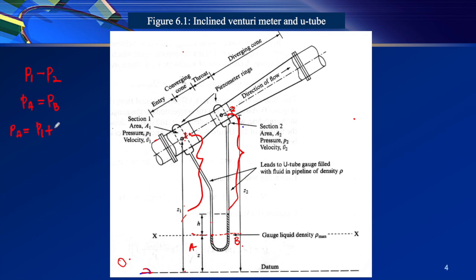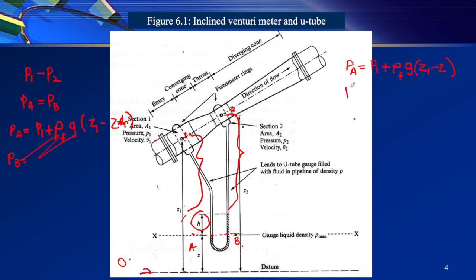Rho is rho of the fluid here, so we have to calculate the rho. Rho is rho of the fluid. Rho fluid g. What about h? h is Z1 minus Z minus H. Oh no, not minus H, because H is here. So Z1 minus Z only. So PA equals P1 plus rho fluid, because rho is rho fluid in the Venturi meter, times g, and then Z1 minus Z. That is your PA.